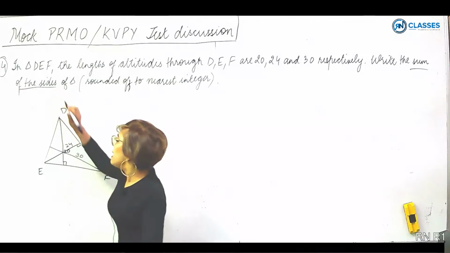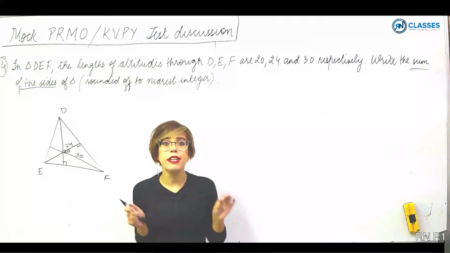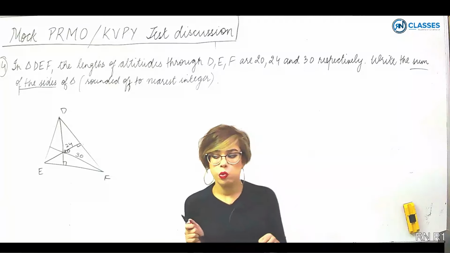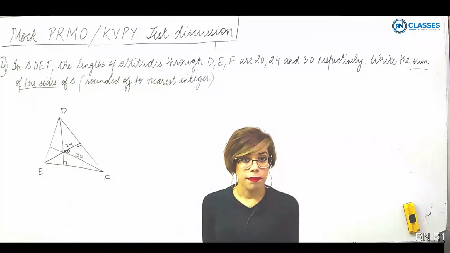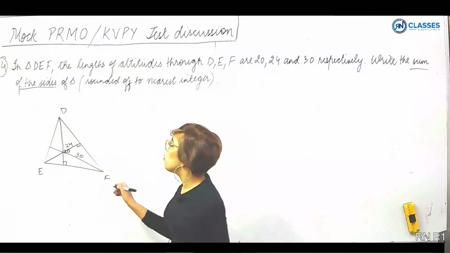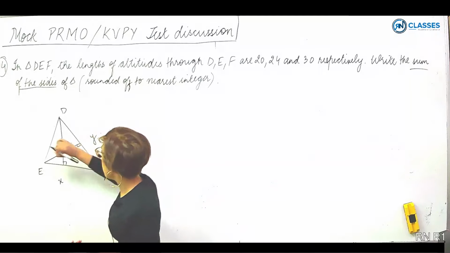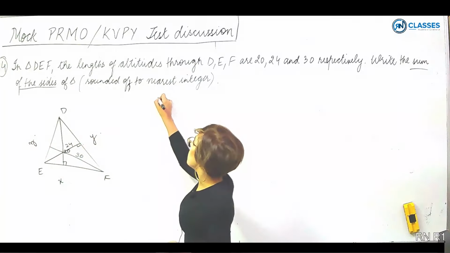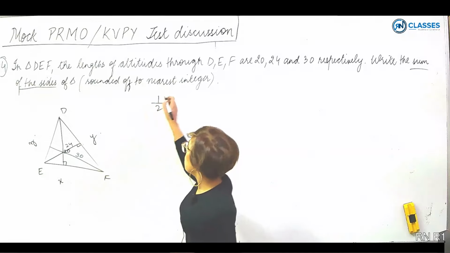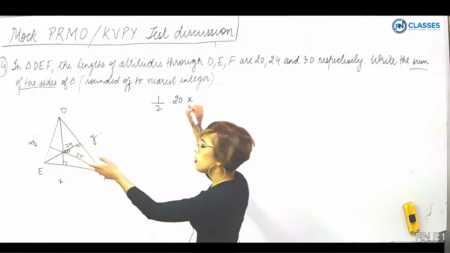Now first of all, as I can see, the altitudes are given to me. Now altitudes are involved in what parts? Altitudes and triangles, obviously I need to involve area. And I need to involve the sides also. So let me name this side as x, this side as y, this side as z. Now I can write the area of the triangle as half, if this is the base, x into 20. So let me write it, 20 into x, right?